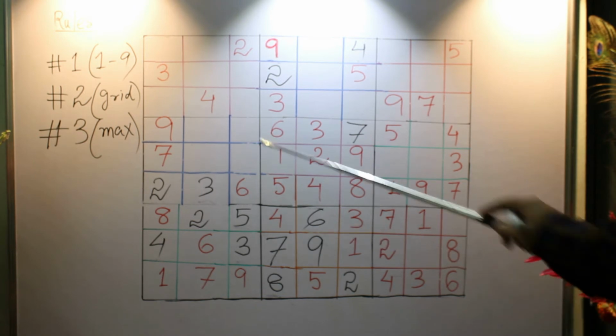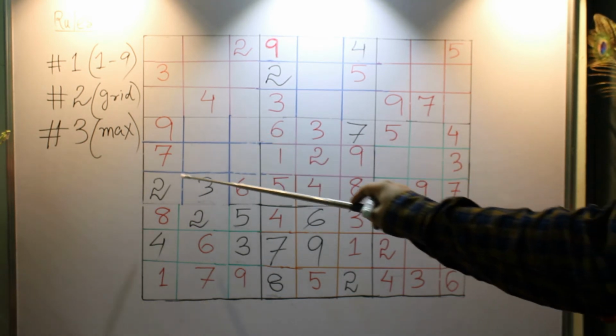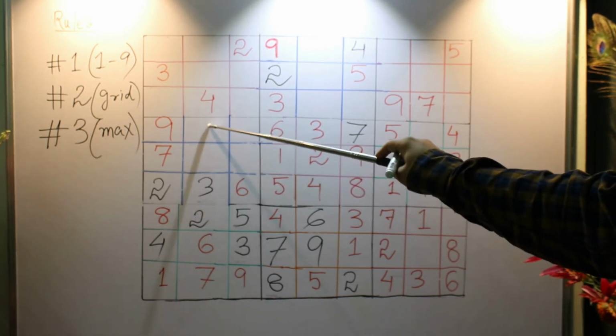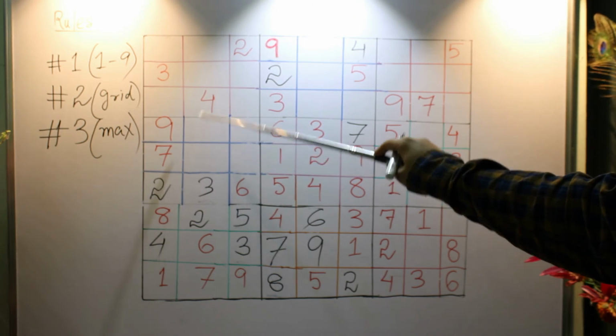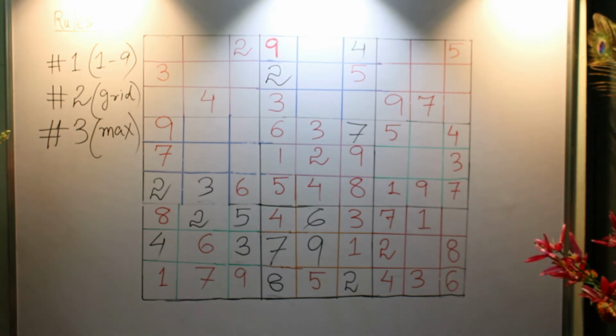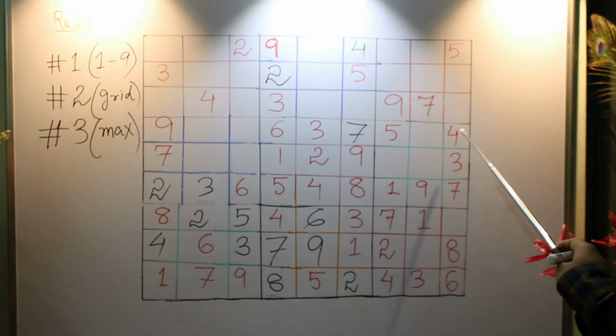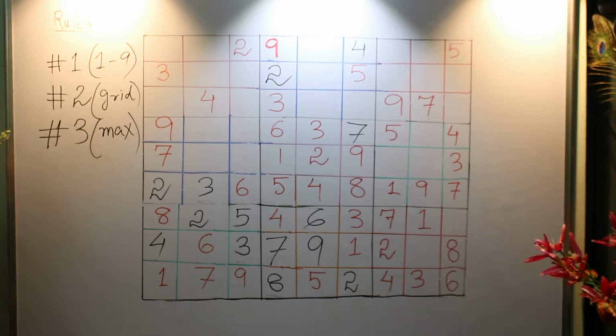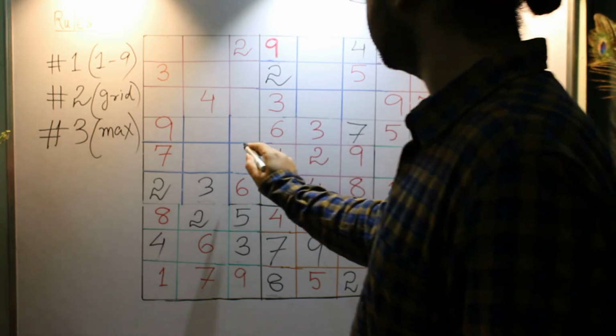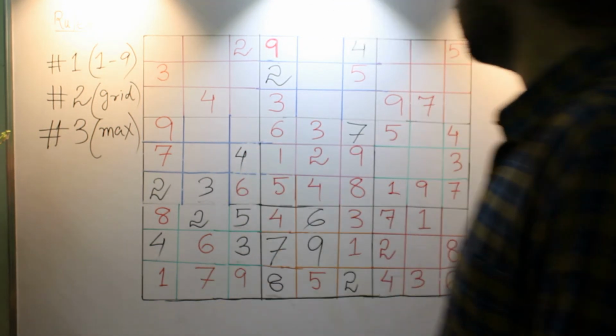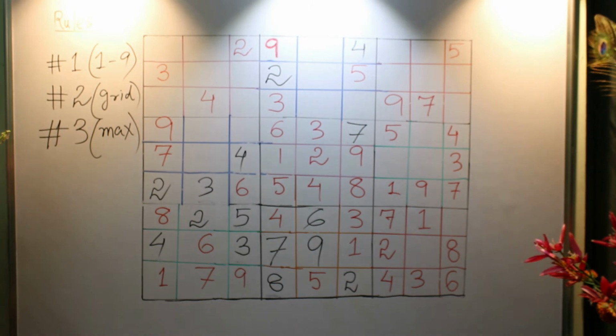Now for this grid, we cannot place 4 anywhere in these two boxes because of this 4, and likewise we cannot place 4 anywhere in these two boxes because of this 4. So the only place where you can put 4 is this, right?